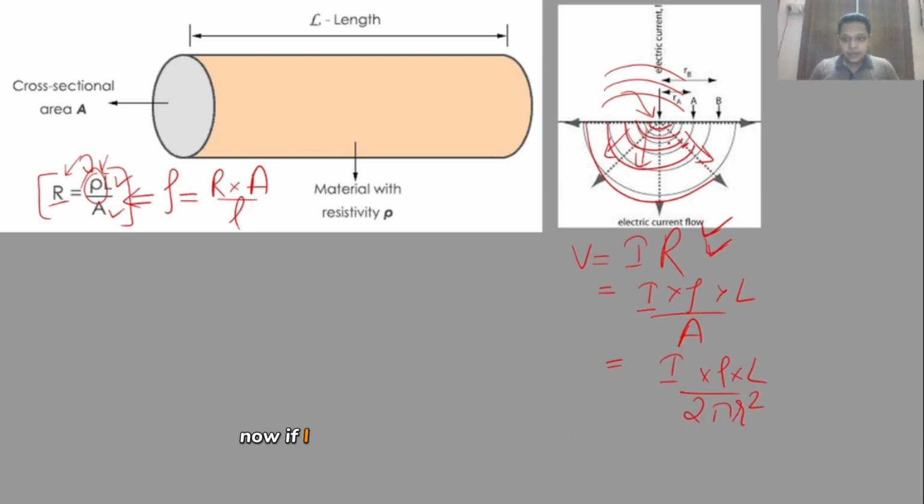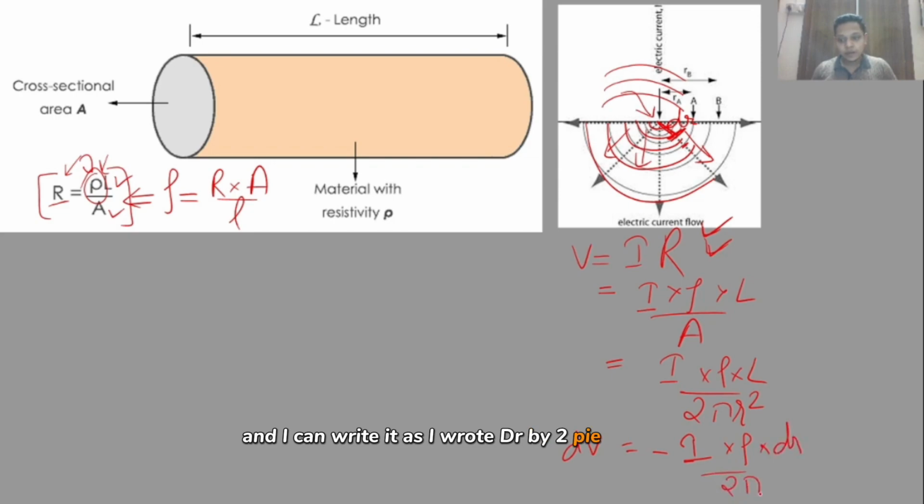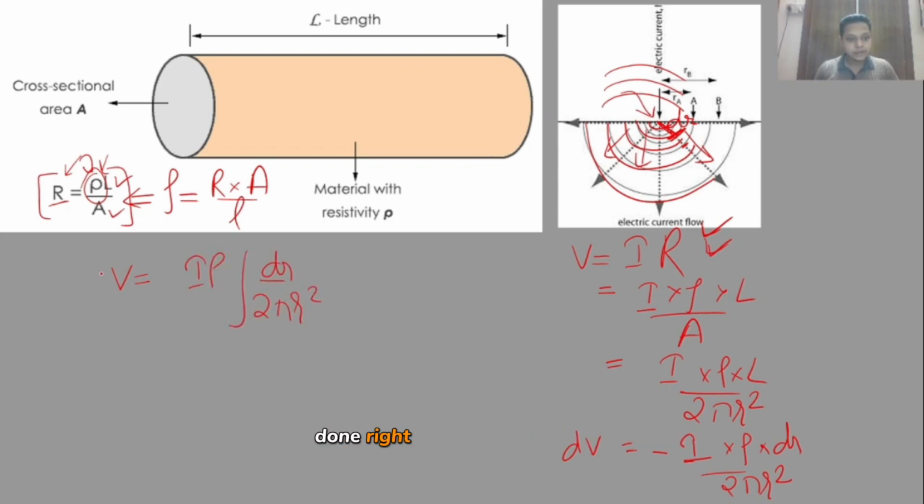Now, if I am interested to calculate the voltage at, let's say, dr distance, I will write this length as dr here, and also the change in the voltage, because as we are moving away, the voltage is decreasing, so I put a minus over here, and I can write it as I rho dr by 2 pi r square. Now simply, if I were to calculate the voltage over r length, I can integrate both the sides and just simply integrate this dr by 2 pi r square term, right?